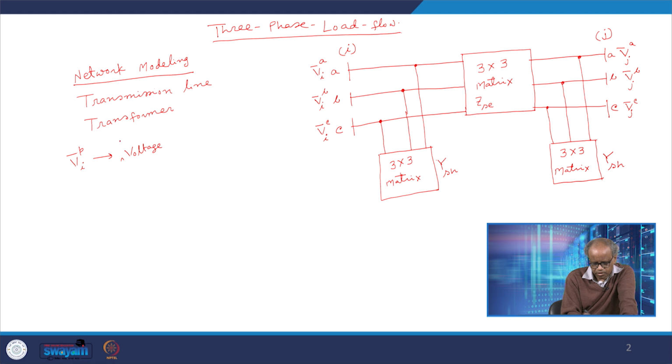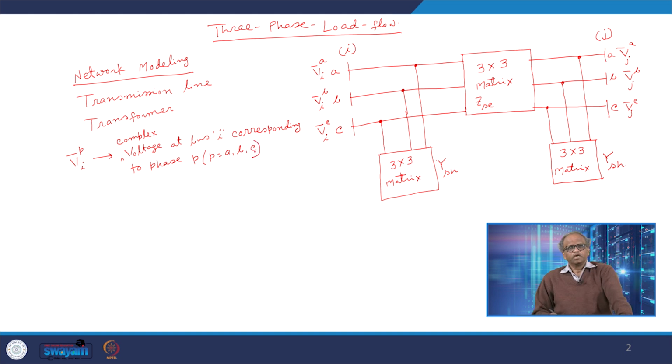So I would say that this is the complex voltage at bus I corresponding to phase P, where of course P is A, B, C. So P can be A, P can be B, P can be C.